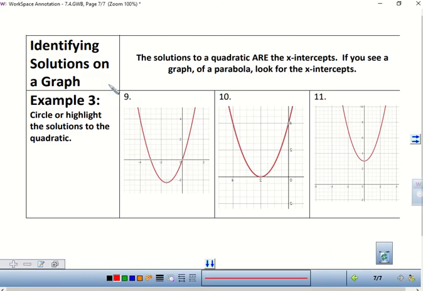So now we're going to move on to identifying solutions on the graph. The solutions to a quadratic are the x-intercepts. If you see a graph of a parabola, look for the x-intercepts. So this is number 9, my bad. You're looking for where we cross the x-axis. That's the horizontal one. So as you can see, we cross it both here and here. I know it's a little bit tiny, but it's actually at x equals -3. And what's the other one at x equals what?